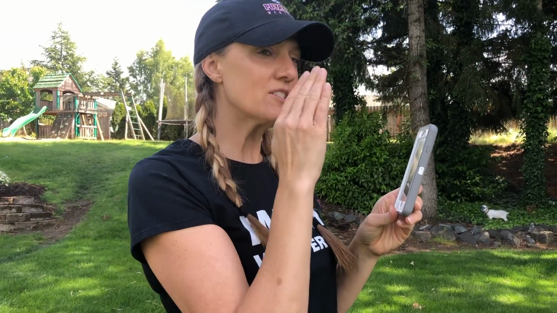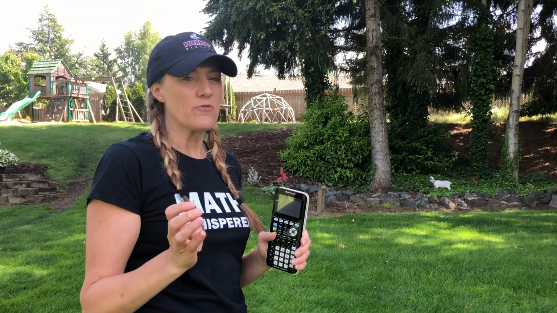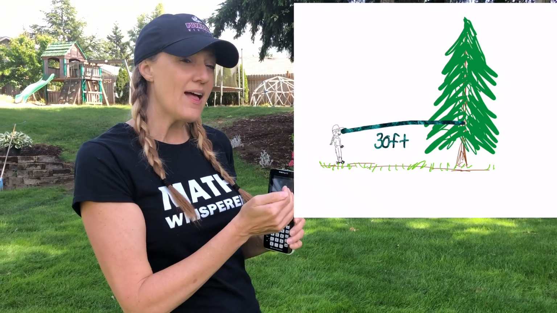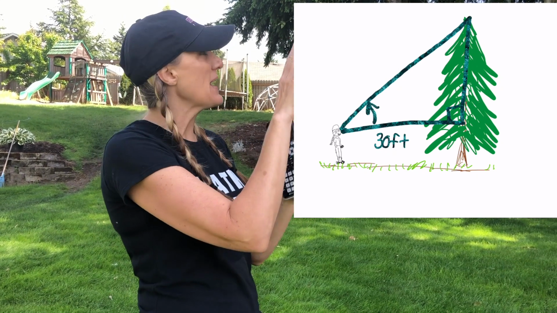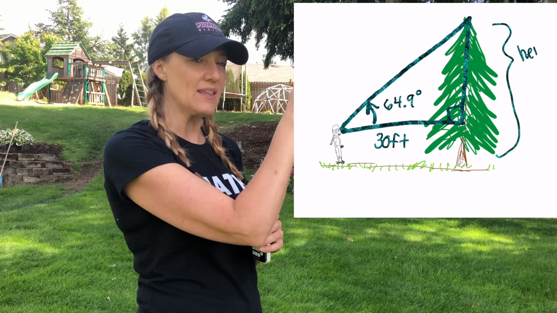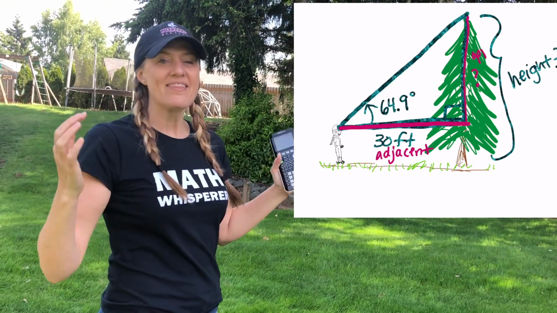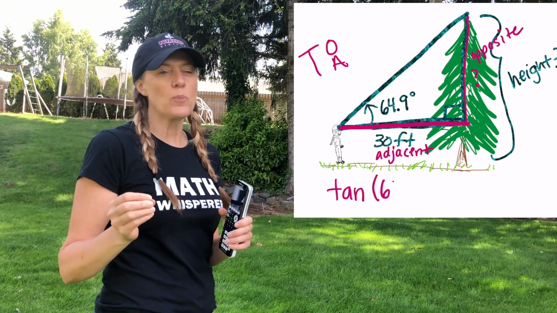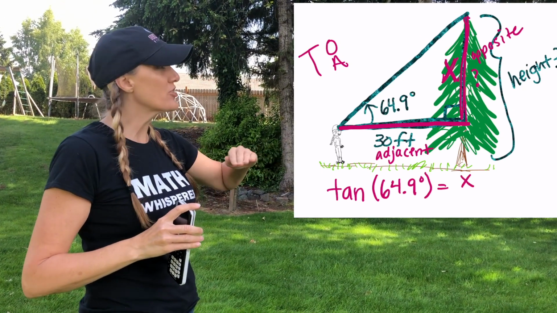All right, so looking at my angle of elevation from my eyes to the tip of the tree, it is 64.9 degrees. Now let's do the math. Let's take a look at the triangle we formed. I'm 30 feet from the base of the tree. That would be my side adjacent because I formed the right angle. Then looking up, my angle of elevation, 64.9 degrees. And I want to know the height of the tree. That's the side opposite. So I know adjacent, I want to know opposite, that's tangent. Tangent of 64.9 degrees should equal x, the height of the tree, divided by 30 feet.